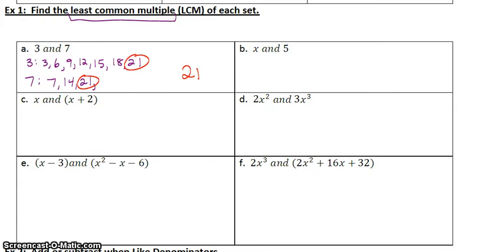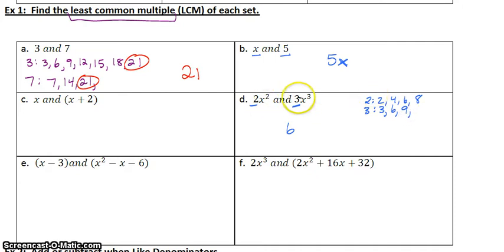Alright, so here's what you do when you have variables. In this situation, x and 5 have nothing overlapping. First you want to ask yourself, is there anything that's overlapping? In this situation, there's not, so 5 and x are both in there for the least common multiple. You know what, let me just do a few and then I'll come back and clarify. Let's look at D next. Alright, here 2 and 3 are just different numbers. The least common multiple of 2 and 3 would be 6. I knew that in my head, but if you needed to, you could write out the multiples.